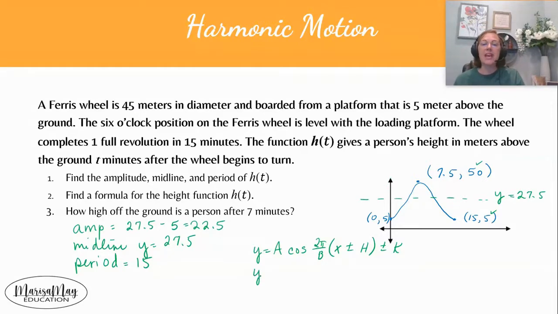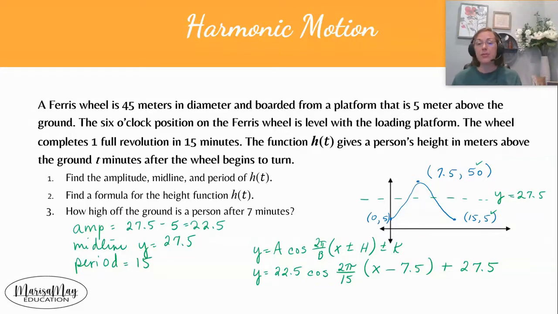So the A value is our amplitude. That was our 22.5. Our B value is our period. That was 15. Look at your sketch to know you can shift it to the right 7.5. That shifts it to the first hill because remember, we know cosine was supposed to start on the y-axis on a hill. And then you can shift up for your midline, which is your 27.5.